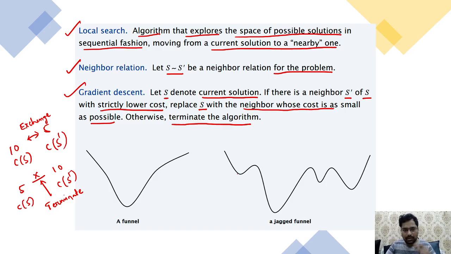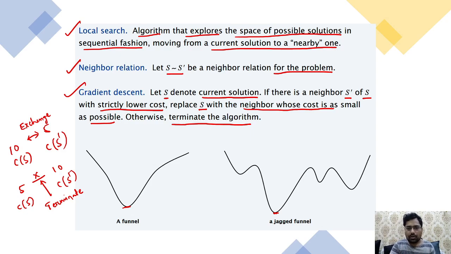In this way, somewhere we stop, somewhere we are trying to reach the global minimum. In this jagged funnel, this is our global minimum. Here we have a simple funnel, which is easy for us to reach the global minimum using this neighbor relation and the local search concept, or gradient descent, that we follow to get the local search. I hope you clearly understood this introduction of local search and the potential energy, and how we can define it.